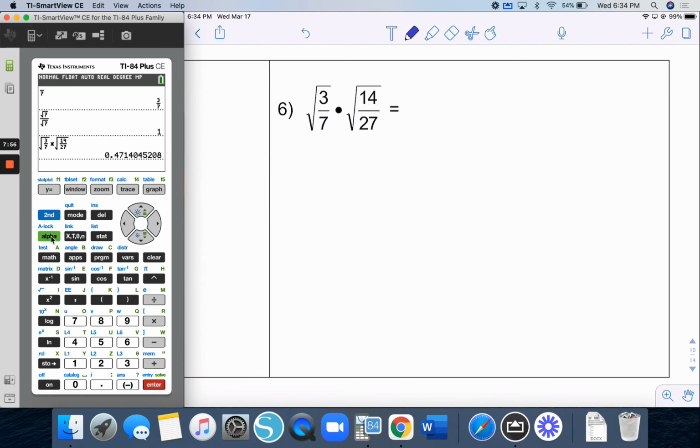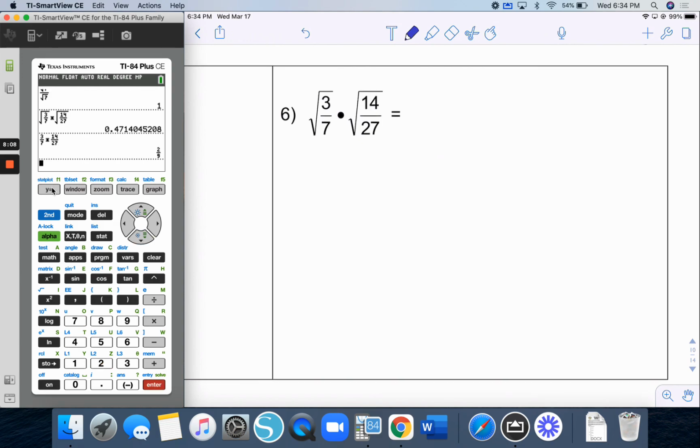Because both of these are under the square roots, I can multiply the two fractions together. So 3/7 times 14 over 27. And so right now this is simplified to the square root of 2 over 9. So I've taken the inside and multiplied them together. Now it's still under the square root. Notice I did not type the square root the second time into my calculator, so this is just simplified what's under the square root. It has not gotten rid of the square root.